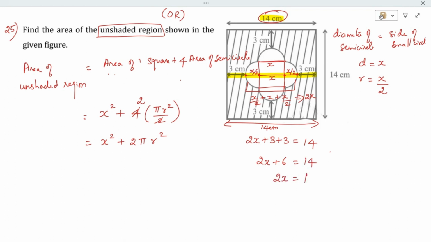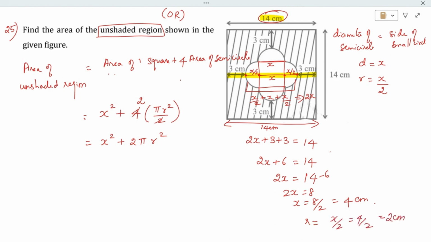2x equal to 14 minus 6. I'm transposing. So 2x equal to 8. x equal to 8 by 2, which is 4 centimeter. So the side length of the square is 4 centimeter. So what would be the radius? That is 4 by 2, right? So x by 2, so 4 by 2 is 2 centimeter.